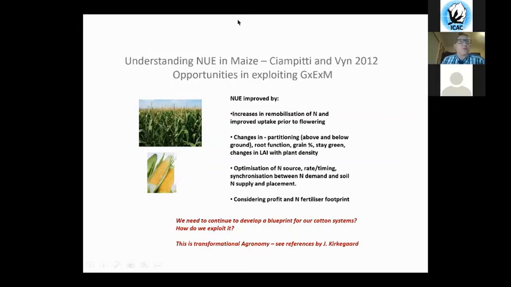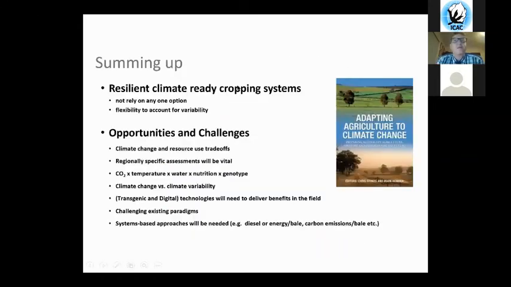Sorry, I'll just move on. So in summing up, we do need to be developing resilient, climate-ready cropping systems, and some key messages here are not to rely on any one option. We need flexibility to account for that variability. That's my new mantra: diversity meets variability.